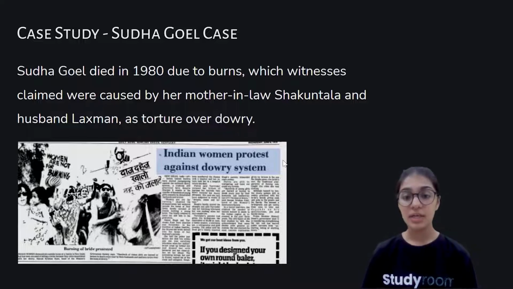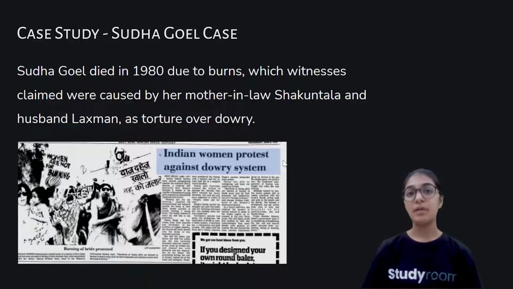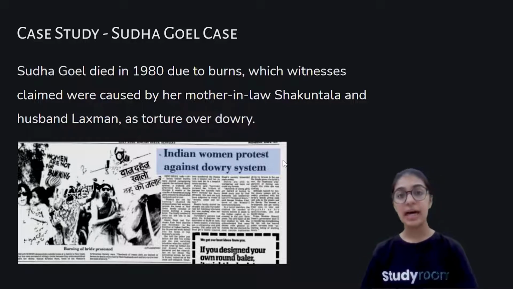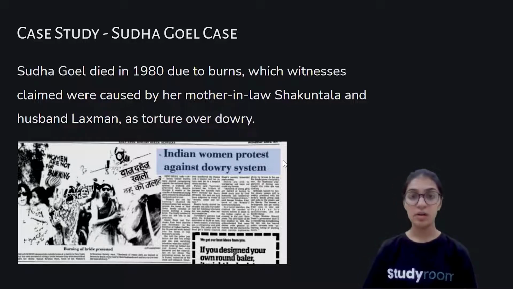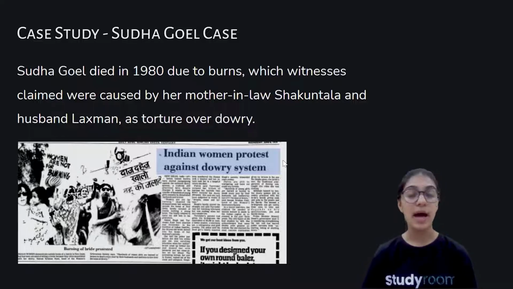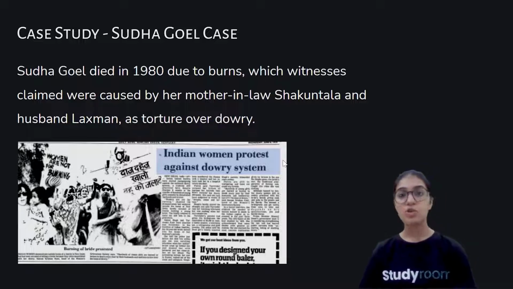Now the case over here is that after she died, her family, the mother of Sudha Goyal and the father of Sudha Goyal, complained against her husband and mother-in-law. They claimed that her mother-in-law and her husband had burnt her. She herself did not burn herself, nor was she accidentally burnt, but she was burned by her mother-in-law and by her husband. So Sudha Goyal's family claimed this against her mother-in-law and husband.